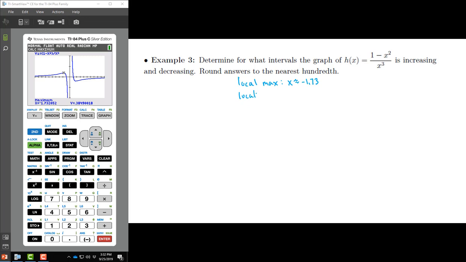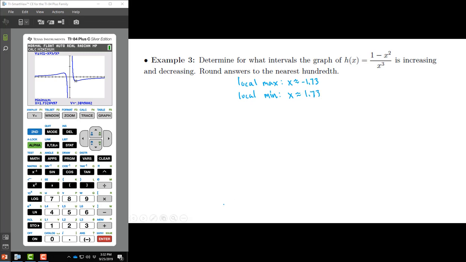So let's look for that local min. All right, get to the left of that local minimum, get to the right, and give it a guess. And if you study this function a little bit, you may not be surprised that you get the same value but positive as for the local max. So this is x approximately positive 1.73.